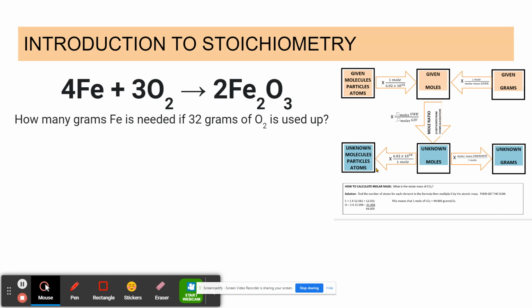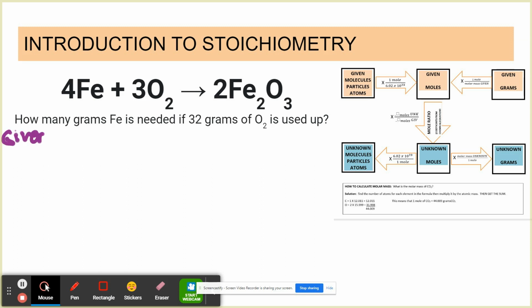All right. So let's do this one right here. Let's look at the given. How many grams of Fe is needed if 32 grams of O2 is used up in this problem? So 32 grams of O2. Let's look for that. Again, guys, if you look at our flow chart, 32 grams O2 is our given. Given is grams, so it's going to be right here. So we start right here in this box.